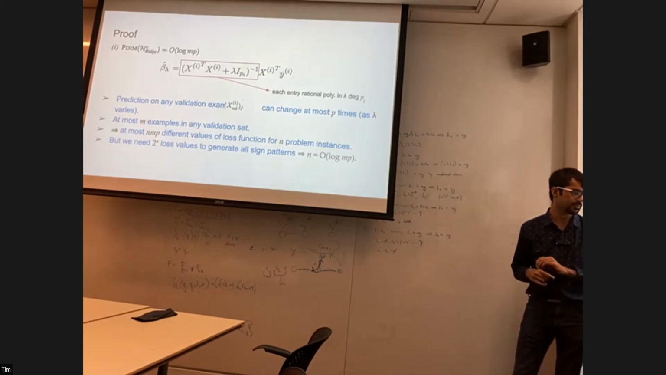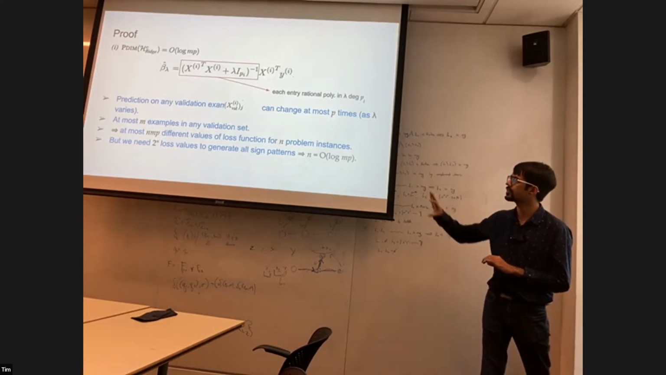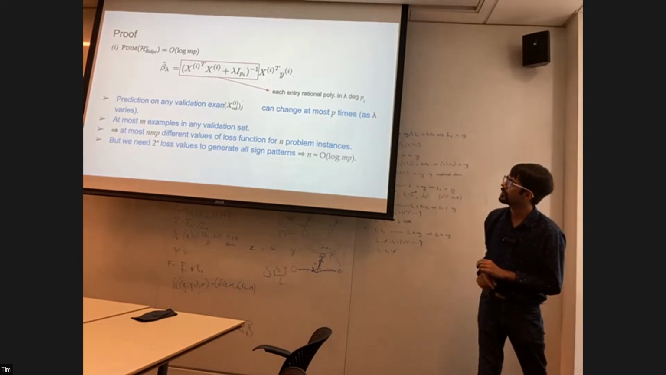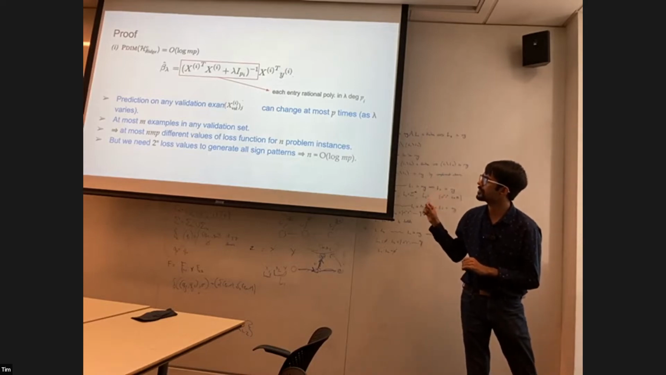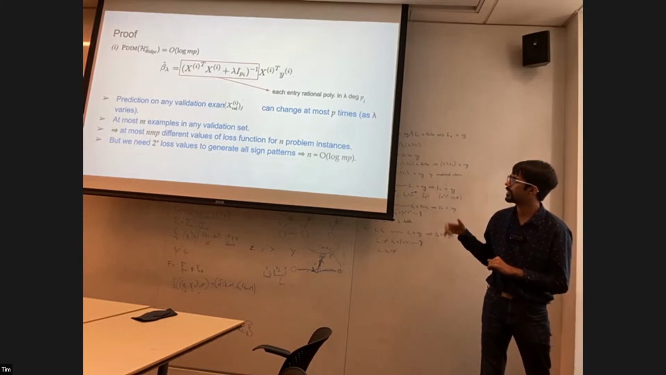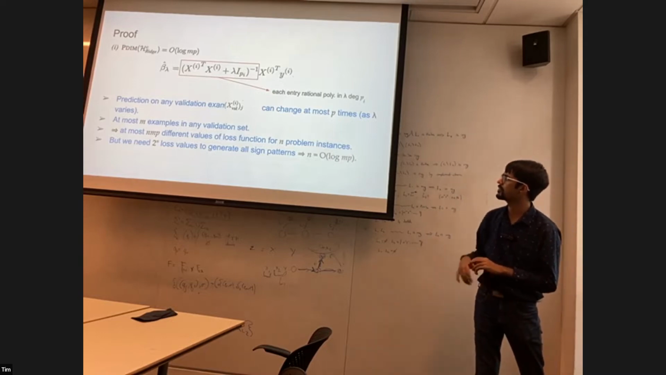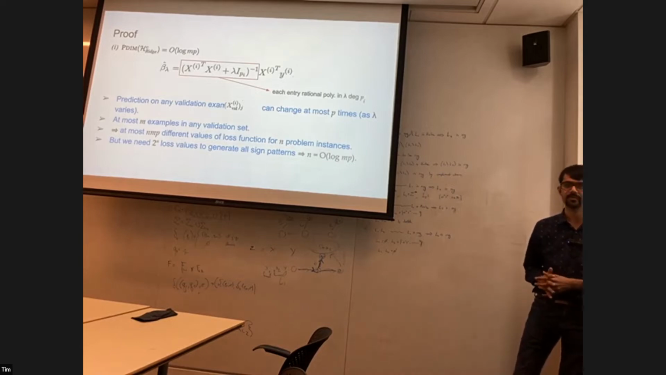So we show that the prediction on any validation example follows from this. Basically, we have a bound on how fast each coordinate of beta hat can vary with lambda, which means the y hat that we predict on any validation example changes at most p times as lambda varies. And we have at most m examples in our validation set. So this implies at most n times m times p different possible values of the loss function for n problem instances.